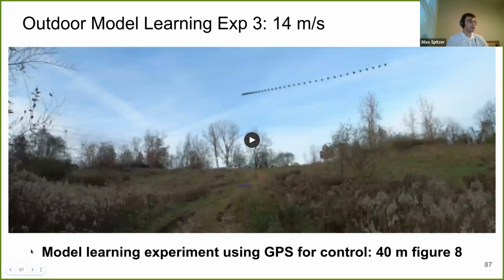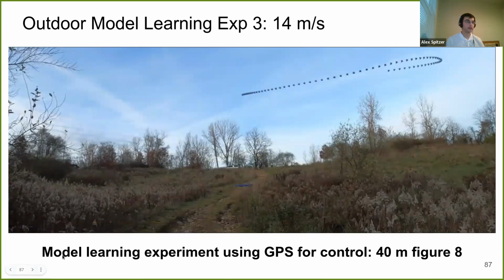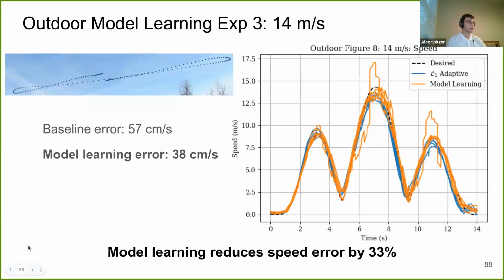Then the third experiment is 14 meters per second. So we're increasing the speed yet again, and again with GPS control. Here you can see the robot. This is the fastest portion of the trajectory, speeding across. We run this, of course, with both baseline and model learning, and again we reduce the error. It goes from 57 centimeters per second to 38. But you'll see that in this first trajectory, we have 93 centimeters per second, and this number is not included in the average. So the rest are all good. But what happened during this one?